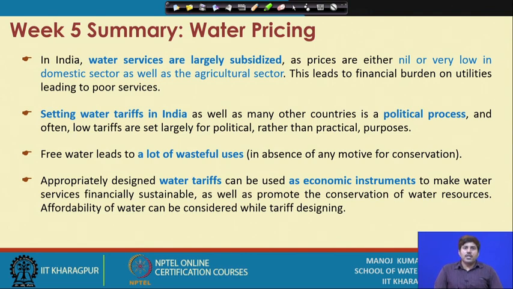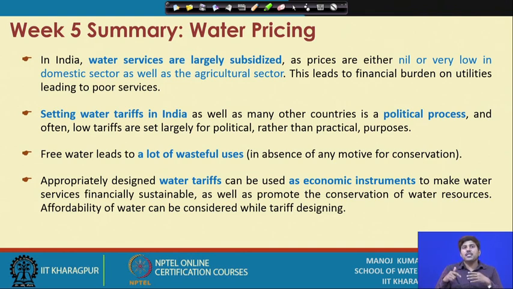So, setting water tariffs in India, as well as in many other countries, is a political process. Often the prices or the tariffs are set for the purpose of gaining political advantages rather than a practical purpose, or looking for sustainability or improving the services. So, that is one of the major hurdles in setting up a sustainable water price.